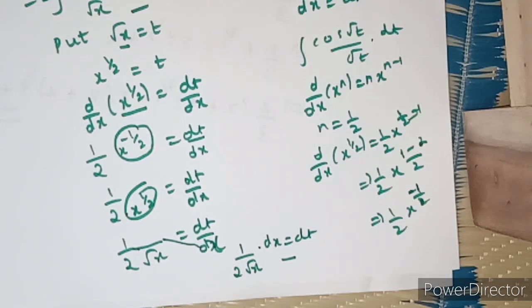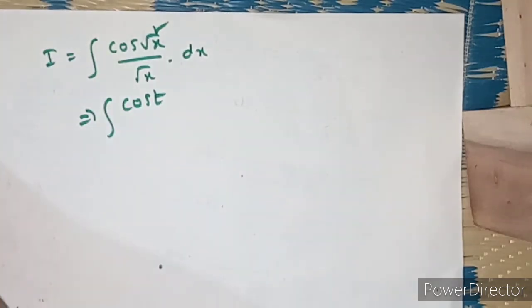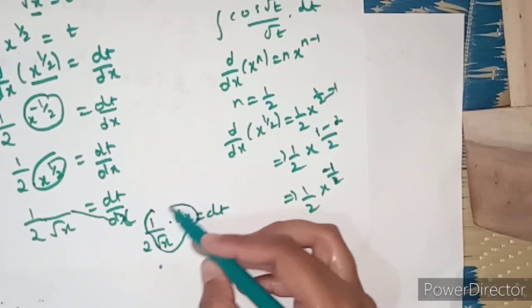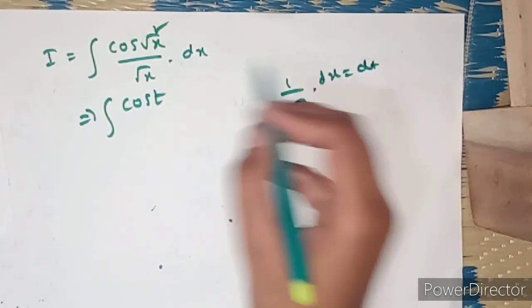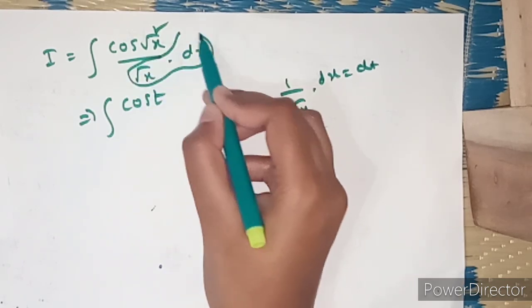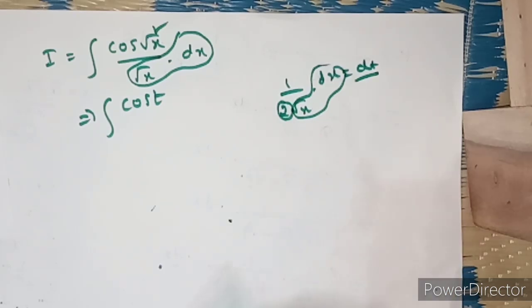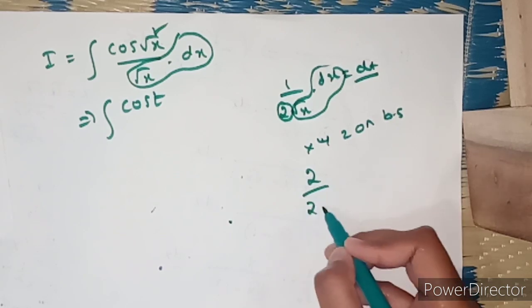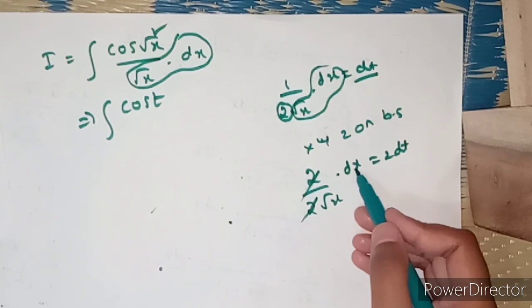We have taken root x as t. So cos t upon c. We have got 1 upon 2 root x dx is equals to dt. So dx upon root x is dt. Here we have 2, so multiply 2 on both sides. So 2 upon 2 root x dx is equals to 2 dt. Cancel this, you will get dx upon root x is 2 dt.